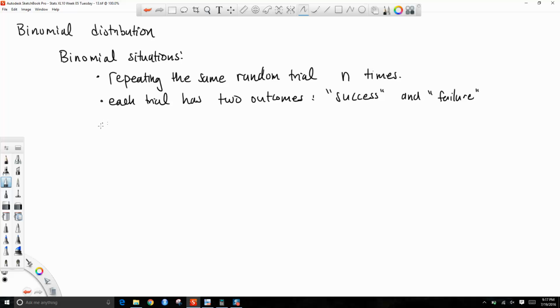We can also be talking about us detecting some kind of disease in a patient. If we detect the disease, that might be arbitrarily labeled a success, even though it's probably not a good thing. So the labels of success and failure are just arbitrary, but that's what they're called in the literature. Each trial has a probability of success, P.